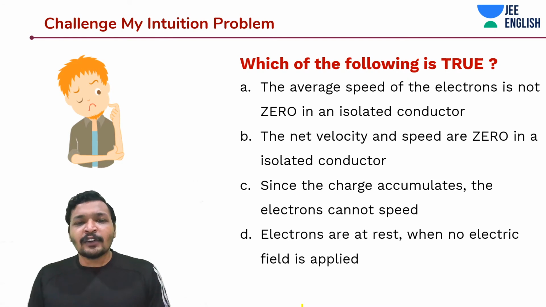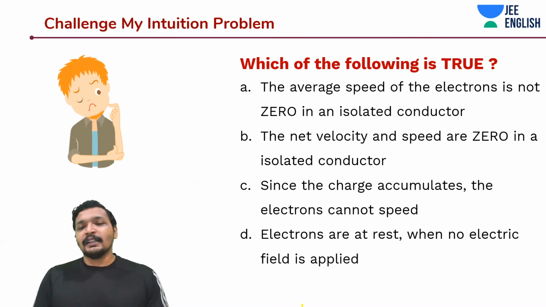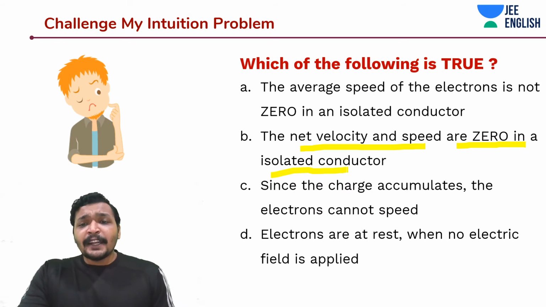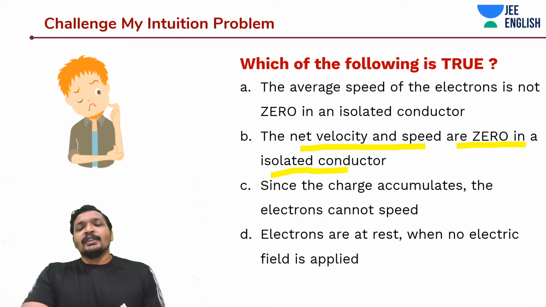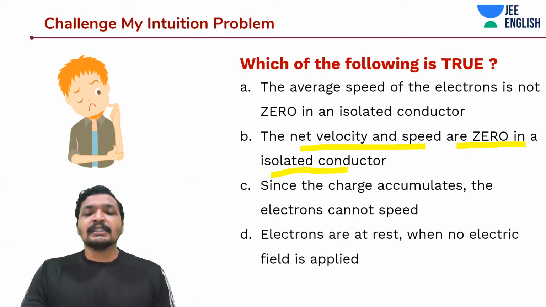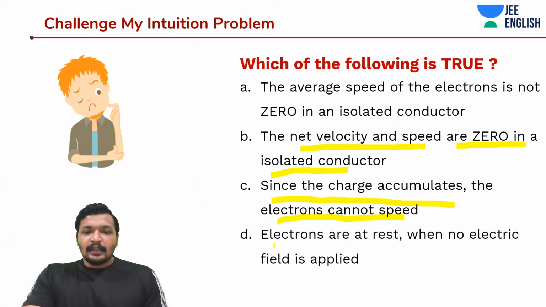The average speed of the electron is not zero in an isolated conductor. The net velocity and speed are zero inside an isolated conductor. Since the charges accumulate, the electrons cannot speed up. One cannot have speed. And the electrons are at rest when no electric field is applied.